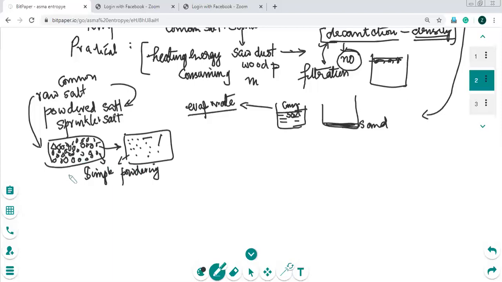These lumps are actually crystals too, but of different shape, with impurities. How are they made? Any idea? They're available in the sea, right? Exactly. What do they do?